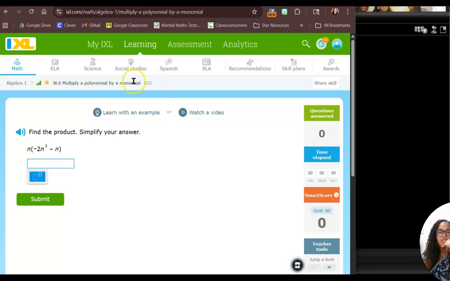Okay, now I'm transitioning to G2G. I went over this in class today, but I don't know if I did this on the previous video. But let's multiply some of these polynomials. So we'll start with G2G: n times the quantity of negative 2n squared minus n.